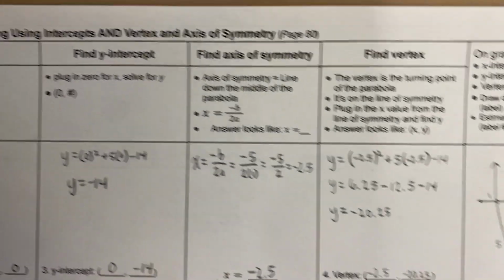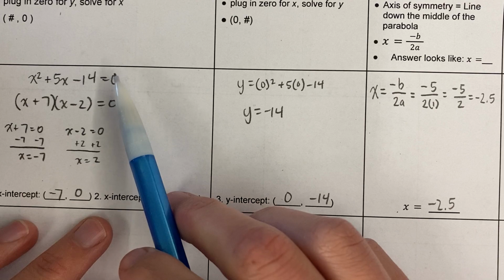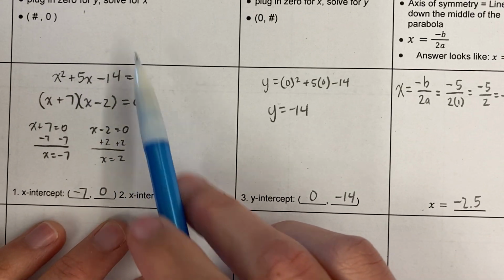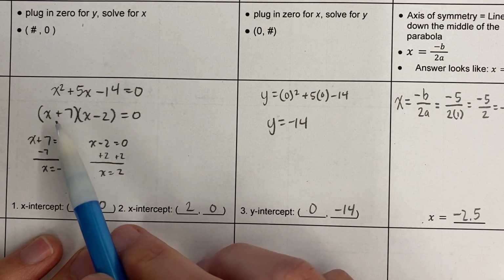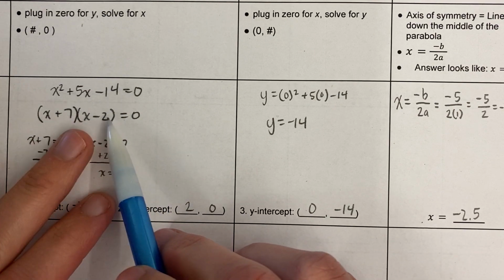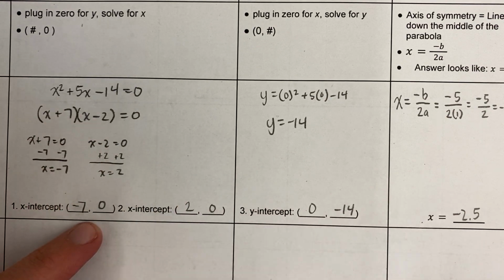So let's take a look. Let's start by looking at this example that's already written. Find the x-intercepts. We know what to do. We plug in 0 for y. We solve for x. How do we solve for x in this case? We factor. We know that if a number times a number equals 0, then either this equals 0 or that equals 0, we solve. Done.